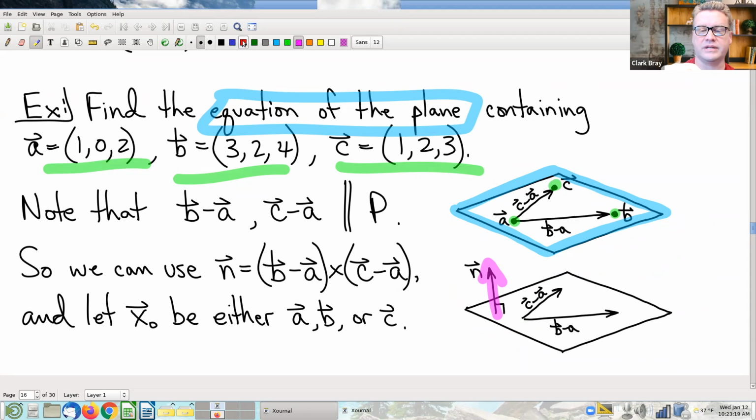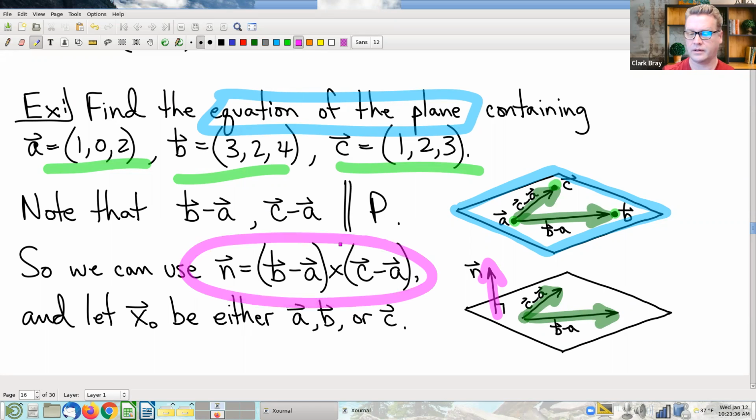And the clever insight here is to notice, of course, that if I know points in the plane, then I also have vectors parallel to the plane. And if I have vectors parallel to the plane, then I can use the cross product to make a vector perpendicular to the plane. So that's how this particular one happens to work out most conveniently.